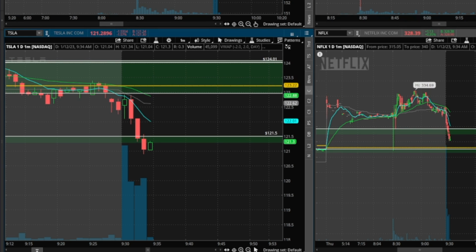Now, I've talked about it in previous videos. If that red candle just continued lower, I would have totally missed this trade. I would have not got my entry. But I was able to get this green candle that pushed back into the 121.50, and that is where I got my confirmation.